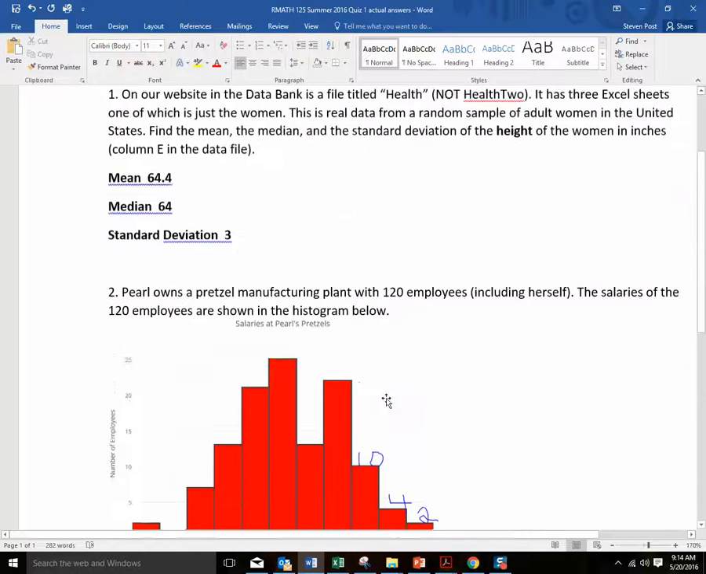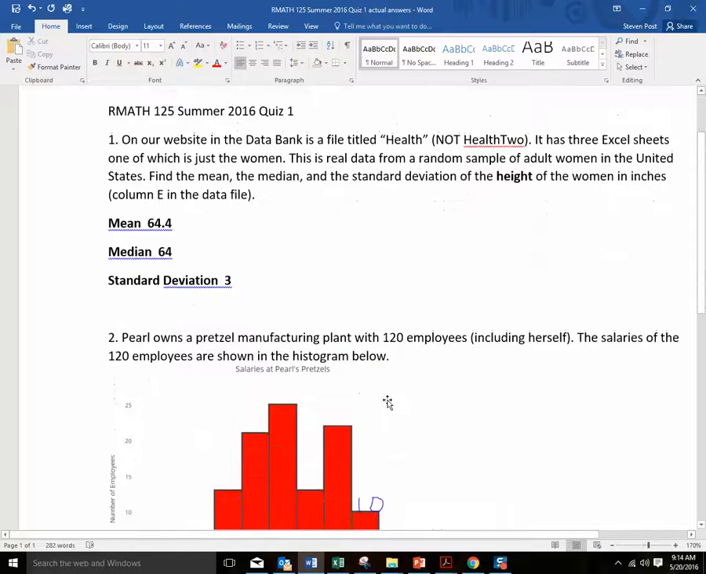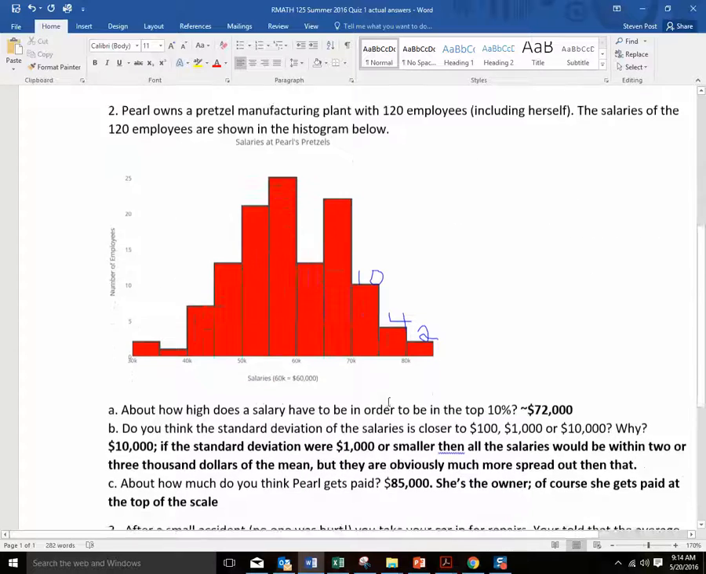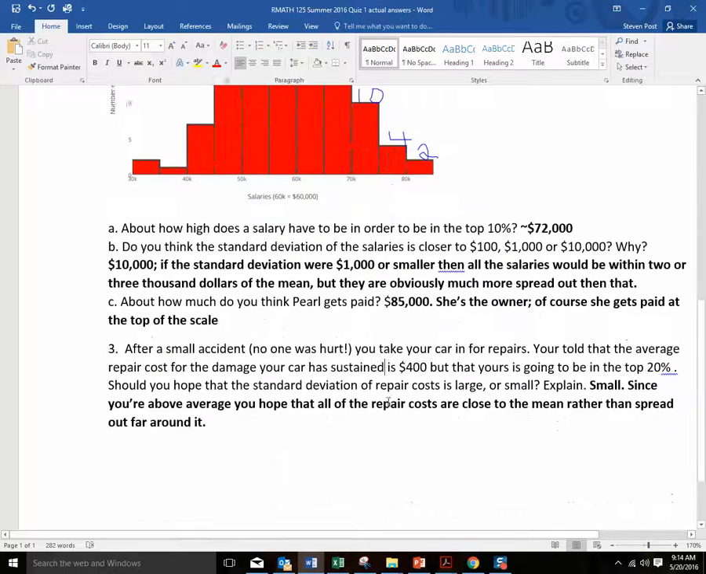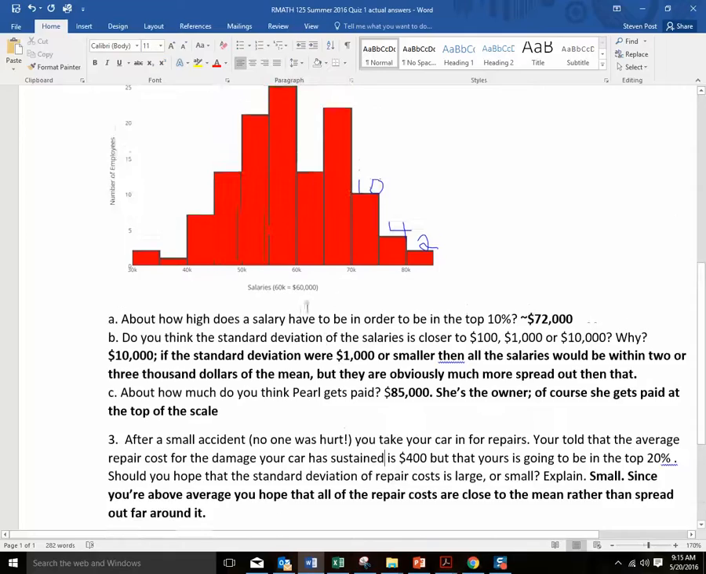So I hope that these answers make sense and how we did them here makes sense. If not, please, please, please ask me. You need to know how to do these problems, especially reading histograms and understanding standard deviations.